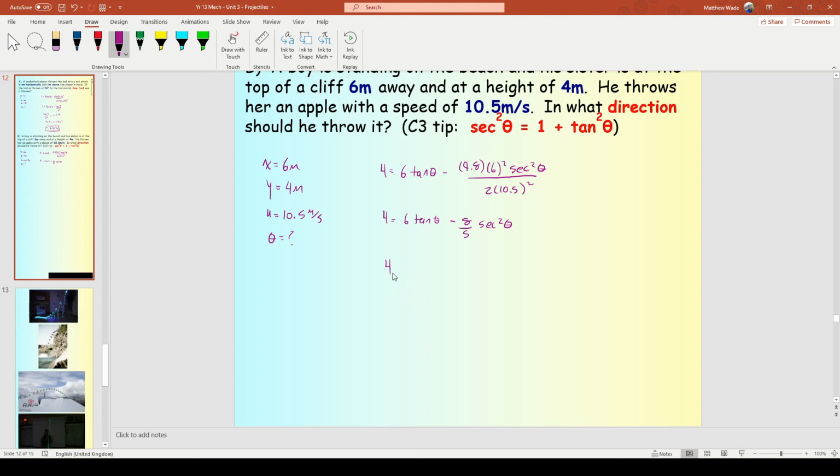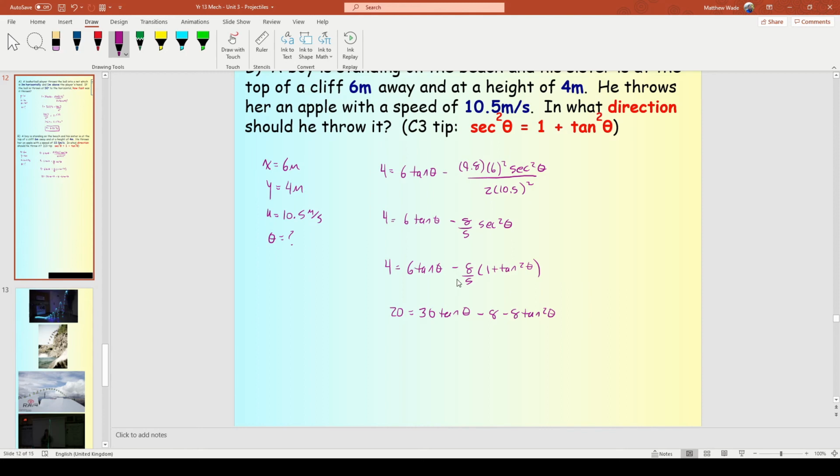So let's do it. 4 equals 6 tan theta, take away 8/5, and this is going to be 1 plus tan squared theta. Okay, I've had enough with the 8/5. I don't like having a fraction in, so I'm going to times both sides by 5. 20 equals 30 tan theta, take away, and I'm going to expand the bracket, remembering that the 5 isn't there, minus 8 tan squared theta. So there's where we are at, I think, my buddies.